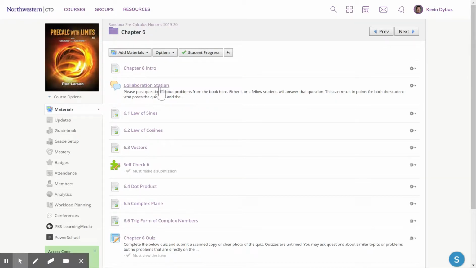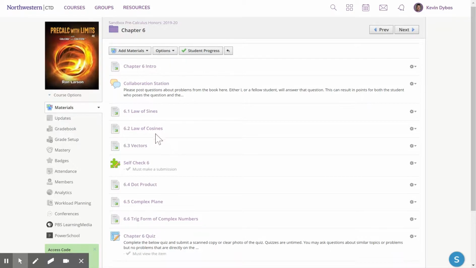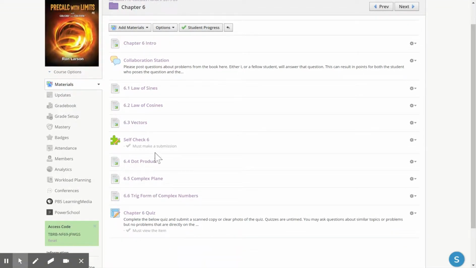So we start off, have that collaboration station. In 6.1, 6.2, we talk about law of sines and law of cosines, which should entirely be a review topic. So they maybe can move pretty quick if you learned them in honors geometry. And then we have vectors, dot product of the complex plane, and trig forms of complex numbers.